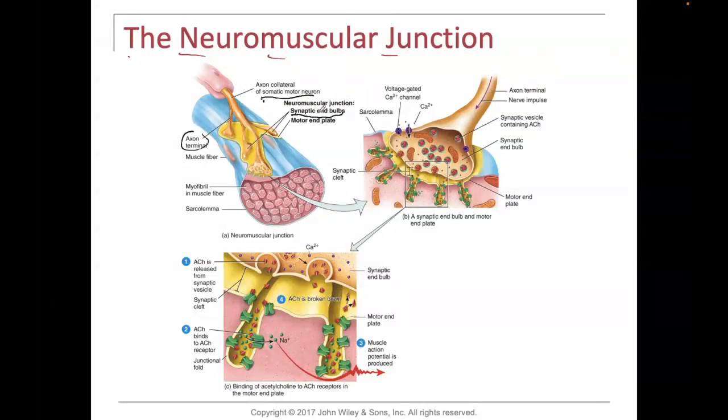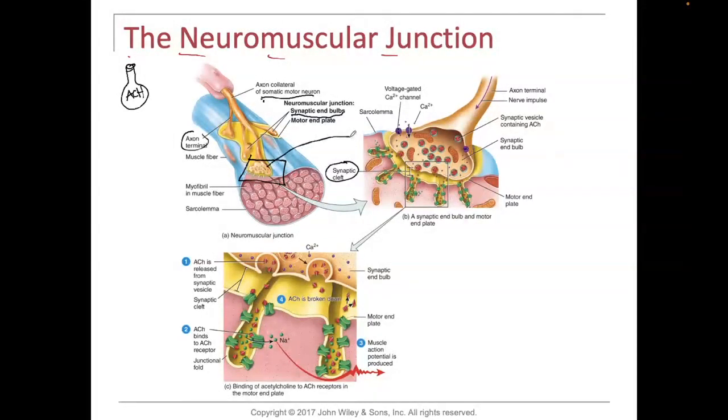And what did I say is stored in the synaptic end bulb? Let's just think of the end bulb like a light bulb. What's going to be stored in that end bulb? Neurotransmitters, especially acetylcholine. Now, right here in this section, this is where we have the end of the nerve and the beginning of the muscle. That's called the neuromuscular junction. And right between the nerve and the muscle, there is a space or a gap called a synaptic cleft.